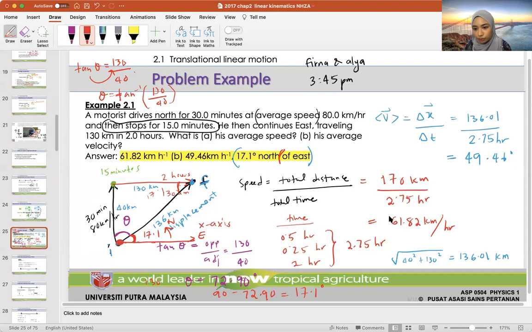Doctor, if I just put the magnitude of the average velocity and not include the degree, is it acceptable? No, because velocity is a vector. A vector always has direction. You must have direction.